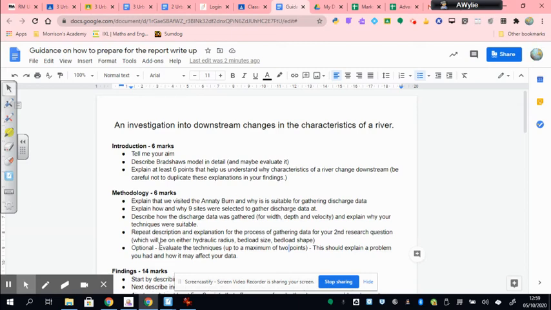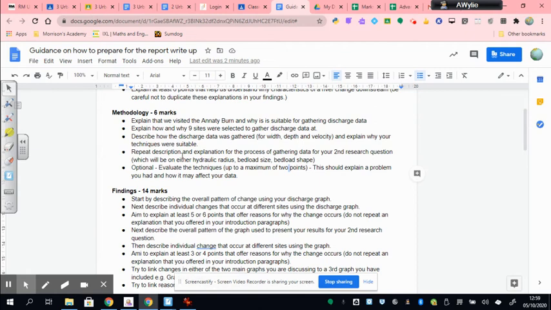Now, once you've completed your methodology, you want to get all these key ideas onto one sheet as well, so you can revise them and remember what the key points are. And remember, the key point in your method is the explaining and justifying why you did the technique the way you did it, okay, for both your discharge and your own research question.